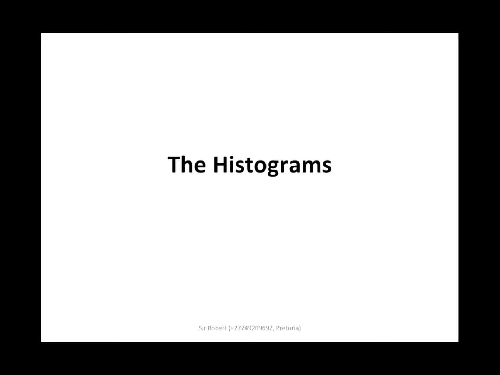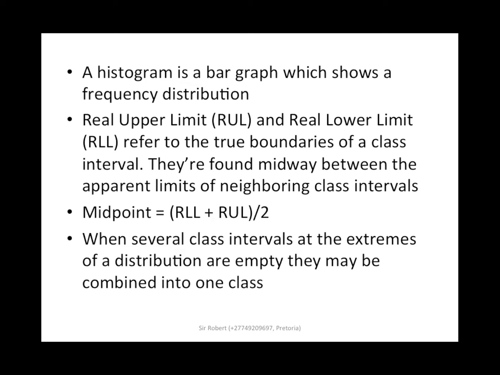The histograms. A histogram is a bar graph which shows a frequency distribution. Real upper limit (RUL) and real lower limit (RLL) refer to the true boundaries of a class interval. They are found midway between the apparent limits of neighboring class intervals. Midpoint is equal to LL plus UL all over 2.